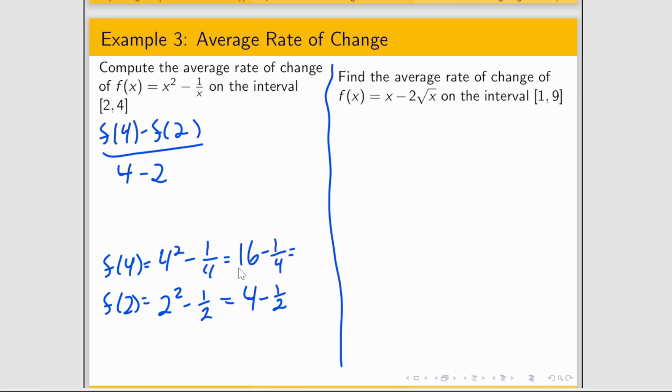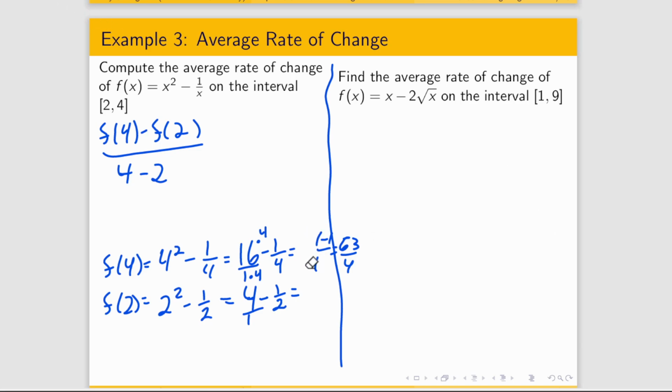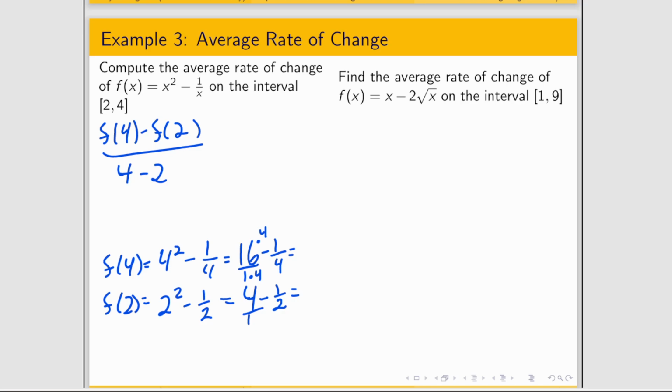So 16 minus 1/4, well, if I think of that as 16 over 1, that means I want to multiply both the top and the bottom by 4. 16 times 4 is going to get me 64, minus 1, all over 4, so that would give me 63/4. Actually let me backtrack and show a few more steps with those fractions. If you feel very comfortable with fractions, feel free to skip forward a minute or so in the video. So 16 times 4 gets me 64, 1 times 4 gets me 4, so then I have 64/4 minus 1/4, which leaves me with 63/4.